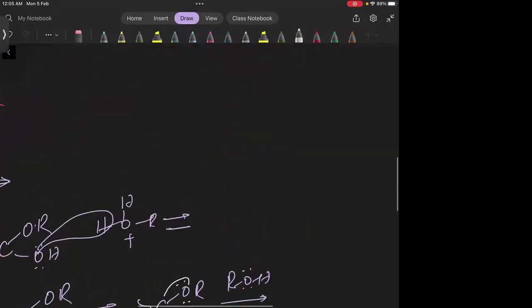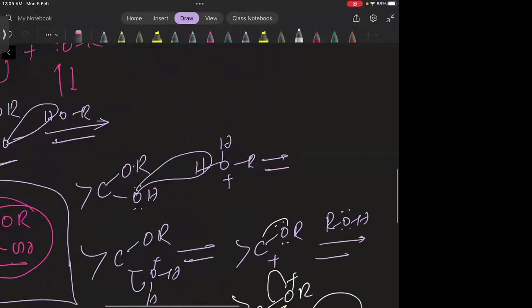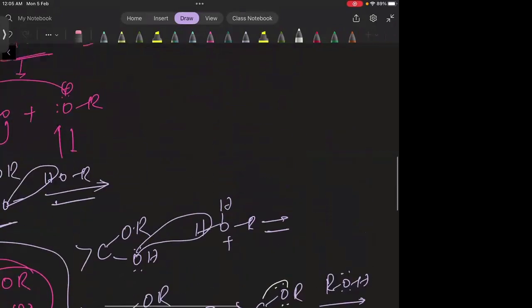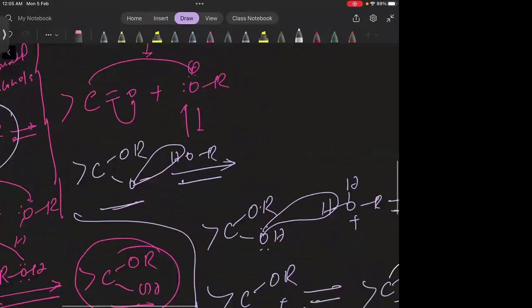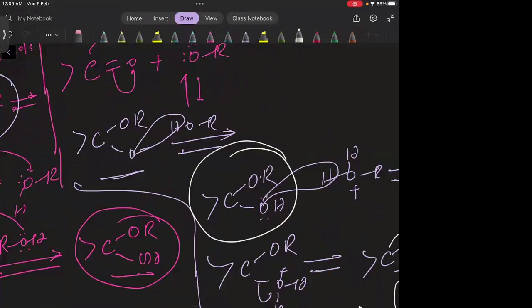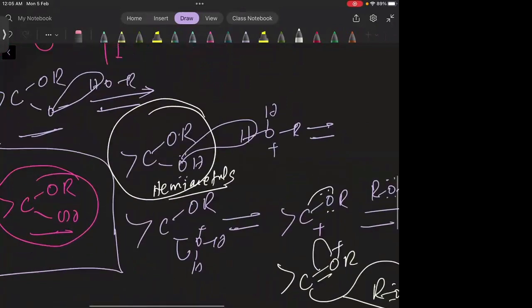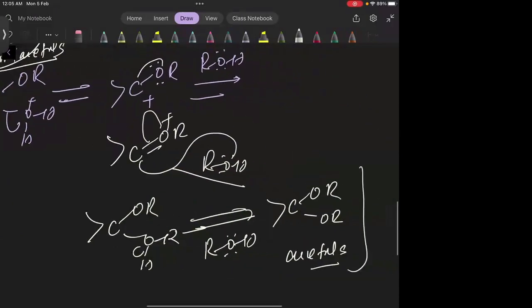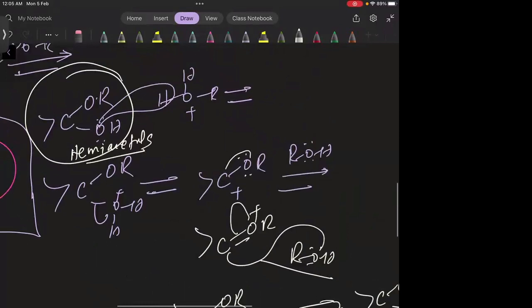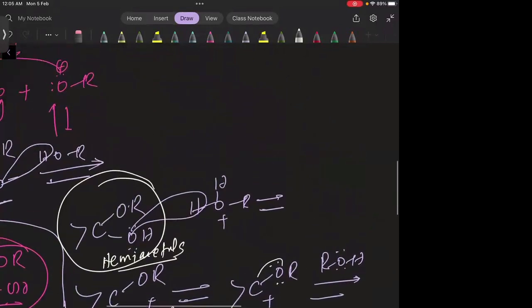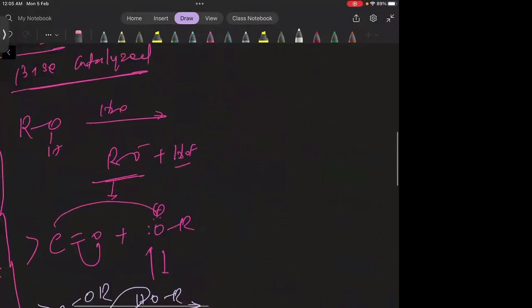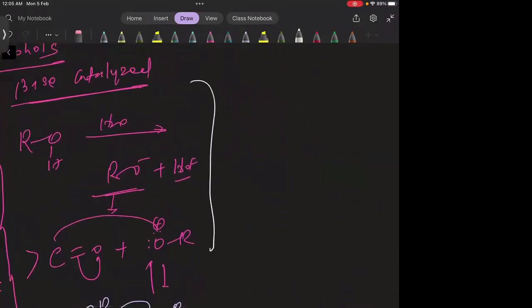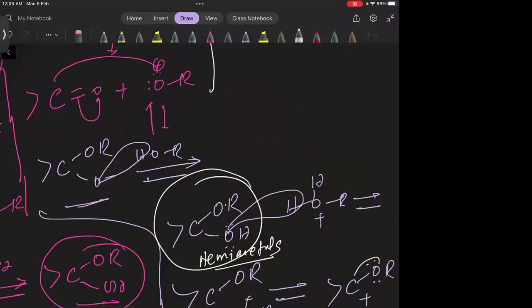Did you understand here? So what I'm telling you is that here you have the acetals. First, hemiacetal formation, and after that, when we go again and attack, the formation of acetals happens. Correct, student? But one thing is very important. Here is the basic medium. Through base catalysis, we can form the hemiacetals.